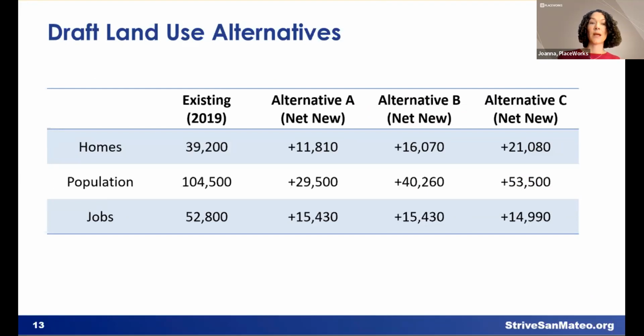Alternative A would add about 11,800 new homes. Alternative B would add about 16,000 new homes. And alternative C would add about 21,000 new homes. That's all compared to about 39,000 homes in San Mateo today. And so obviously those have related population increases. As you can see from this table, all three alternatives would add about 15,000 jobs to San Mateo. So they have similar job growth across the three alternatives, but different residential growth, from low to high, from A, B, and C.